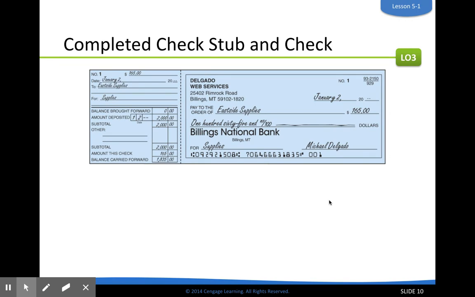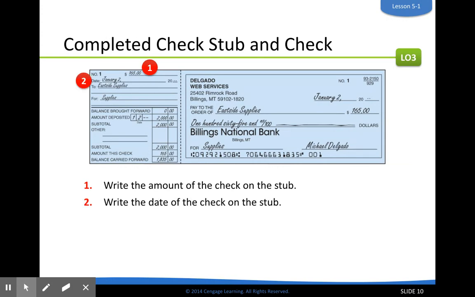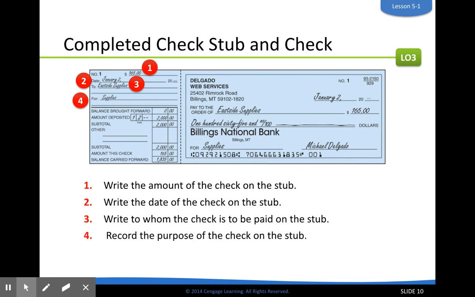So what I would do is label on your note guide these different steps of completing a check stub. Completing a check stub, which is the left side of this check here, is always going to stay. You're going to tear off and hand this check over to Eastside Supplies. So the first thing that we do is complete the check stub. We start by working top down. The amount for the check, $165. The date is January 2nd. This is to Eastside Supplies. The purpose is to buy supplies.